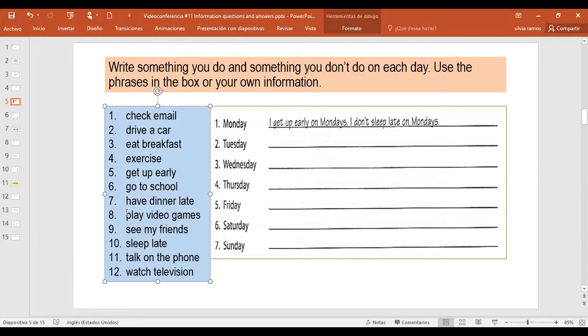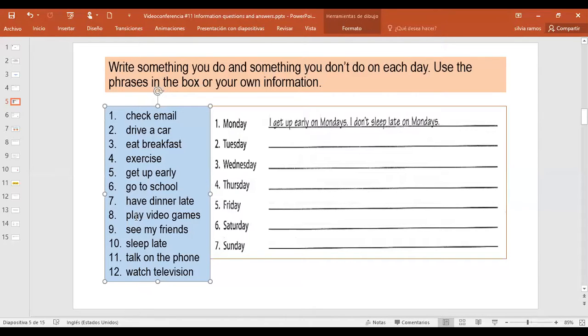Some people will say go to school. Go to school is the same. So which is better for you? Go to school. Both are correct. Okay, very good. Then number seven, have dinner late. Very good.